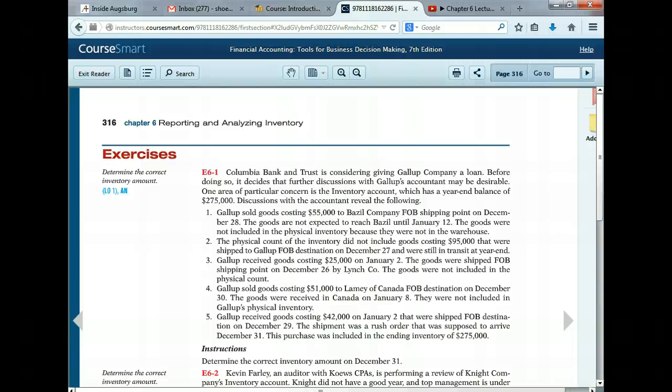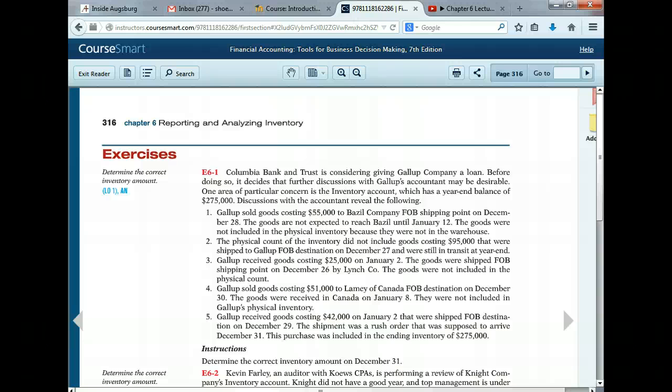Let's look at each of these scenarios to decide if they should be included or not. Gallup sold goods costing $55,000 to Basil Company, FOB shipping point, on December 28th. The goods are not expected to reach Basil until January 12th. The goods were not included in the physical inventory because they were not in the warehouse. Is that right, though? It's correct. Gallup sold them free on board shipping point. So when FedEx came to the warehouse to pick them up, the title was transferred. I thought it was their ownership because they sold it. That's why I said no.